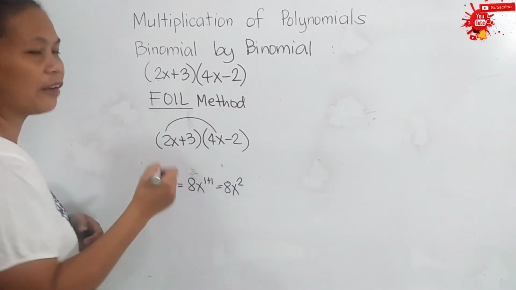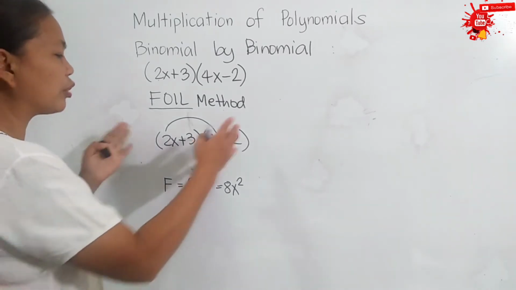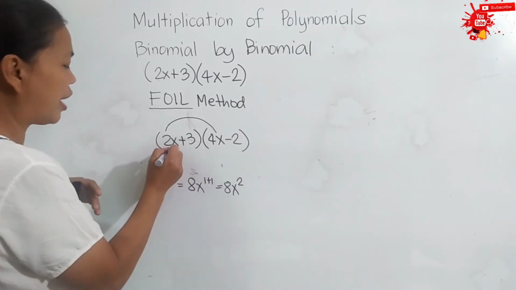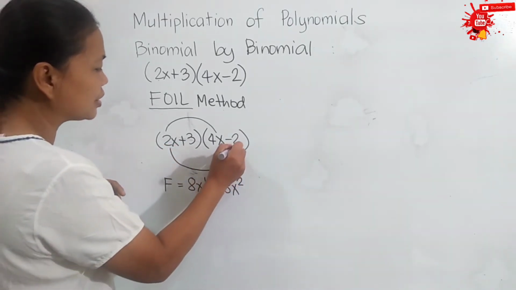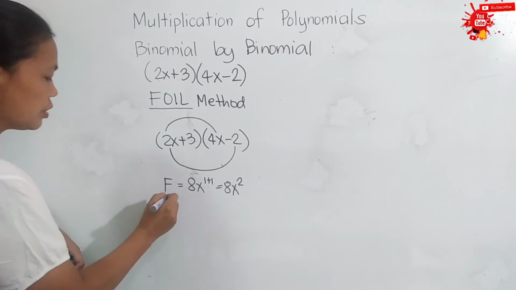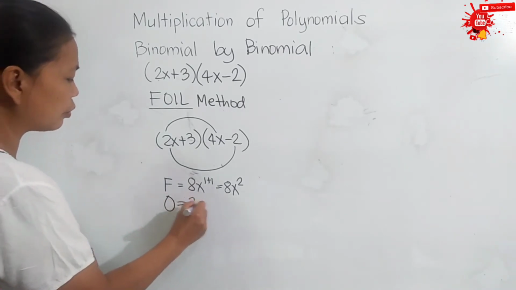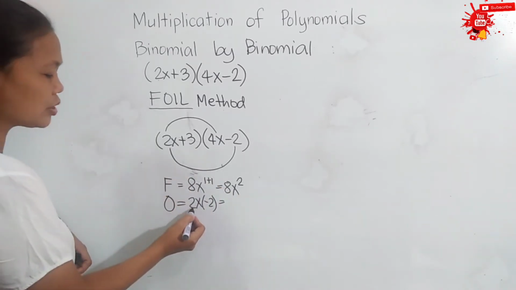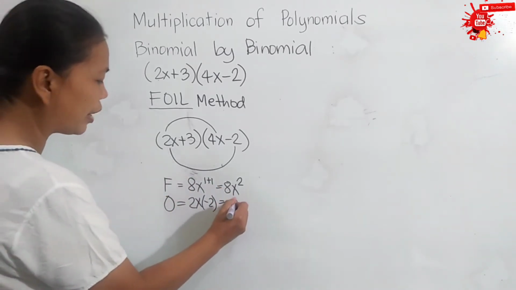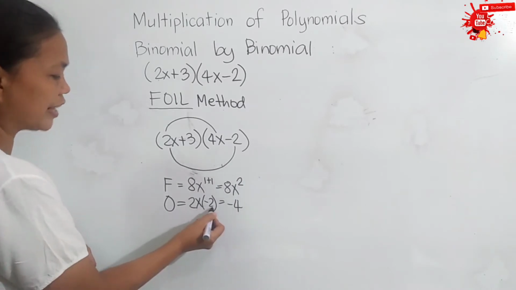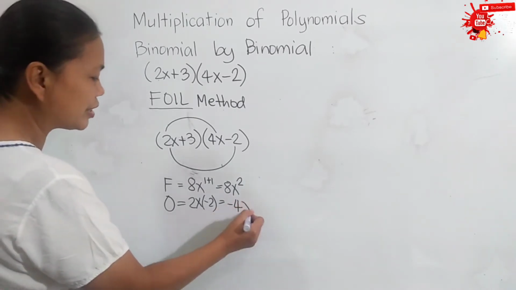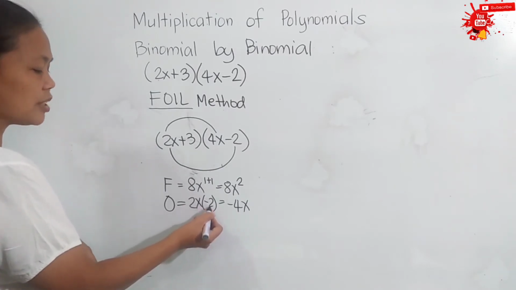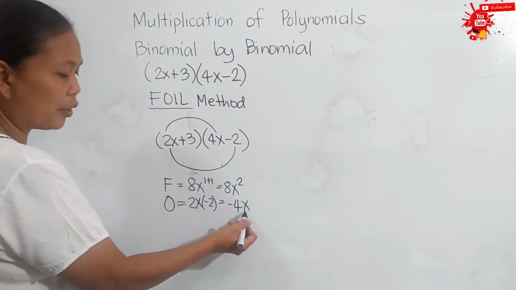Now for O, we have the outer terms. So when we say outer terms, those terms outside the given binomial. So we have here 2x times negative 2. So we have here the outer terms, 2x times negative 2. So what is 2 times negative 2? So we have negative 4. Then we don't have x in the second factor, so you just simply copy x. So we have now the product of 2x times negative 2, which is negative 4x.